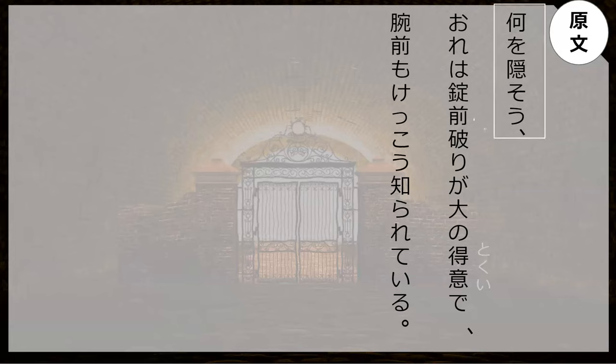Nani o kakuso is an idiom. So it means to be frank with you. I was like, how do we put the nani o kakuso in the sentence? I was like, it looks like something is being hidden. That makes more sense. To be frank with you, I have great skill with lockpicking, and there's also quite a few skills that I know. I just couldn't figure out how this part fit into the sentence. I see, so it's an idiom.